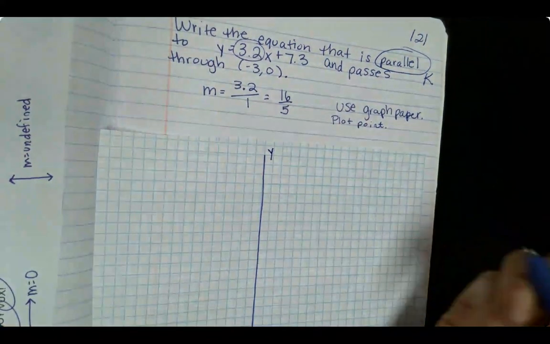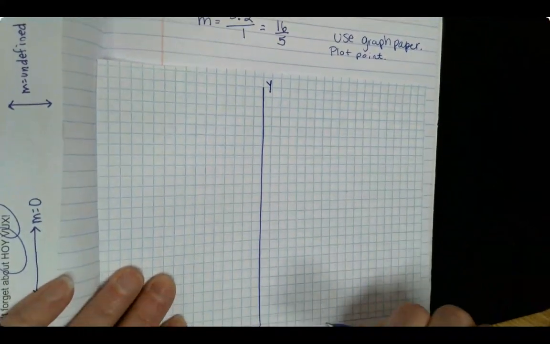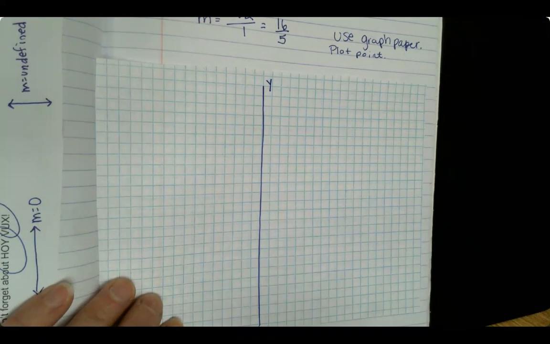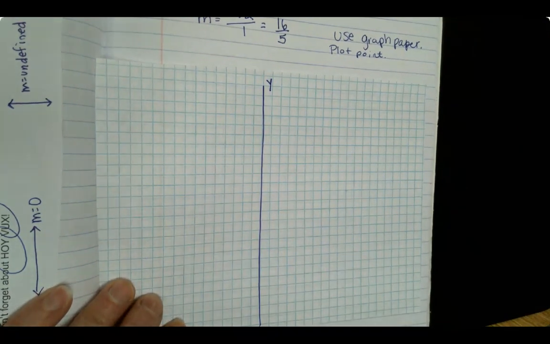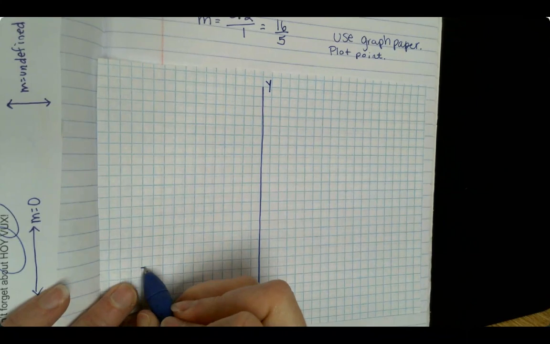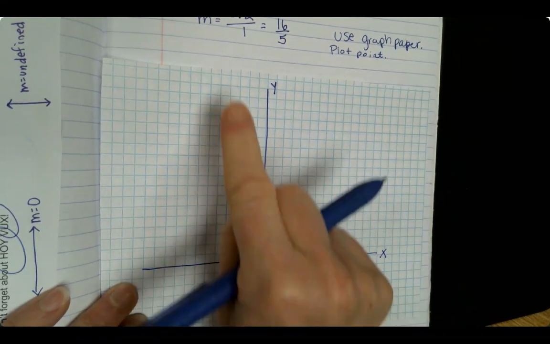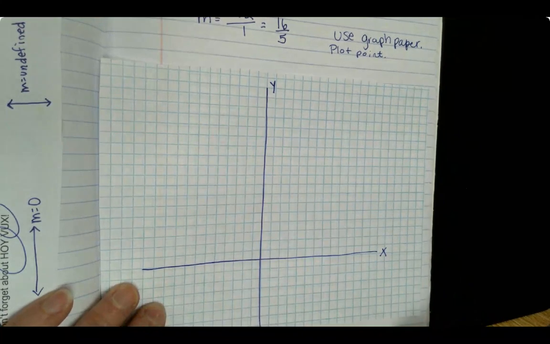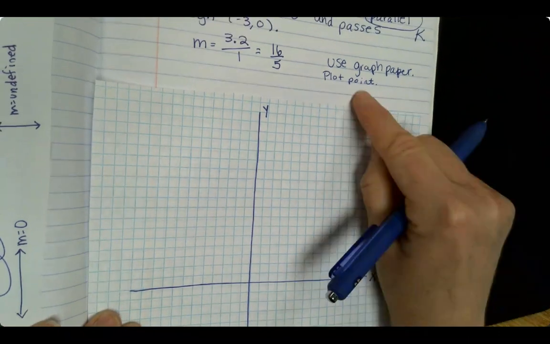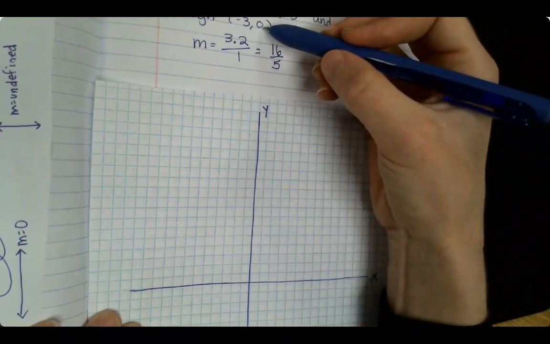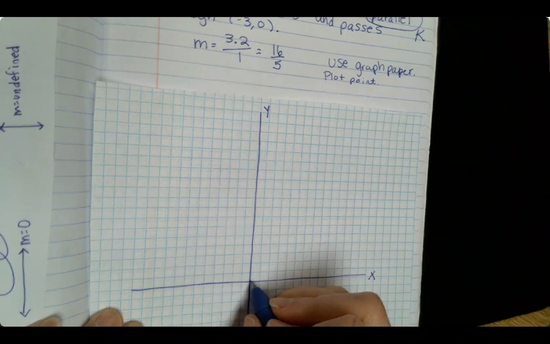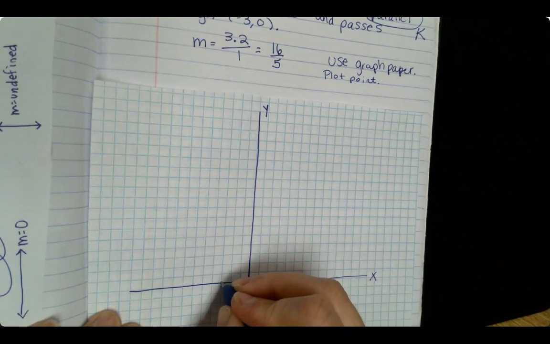But my x-axis is going to have to go more toward the bottom because I have to think about counting up 16 and right 5. So you should be following along and graphing this. So I'm going to put it right here, and hopefully that gives me enough space to go up 16 and right 5. So we're going to plot the point. The point here is negative 3, 0. So if you think about the point, you're going to just go negative 3, 0.